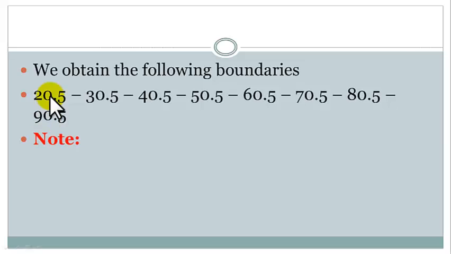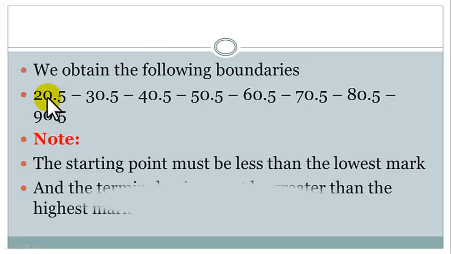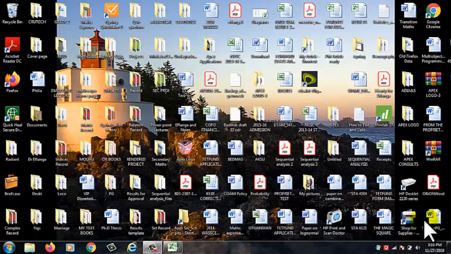We note that the starting point must be less than the lowest mark. Our starting point here is 20.5, which is less than the lowest mark. And the terminal point must be greater than the highest mark. The terminal point here is 90.5, which is greater than 83, the highest mark. Let us now follow our outline of procedure step by step.